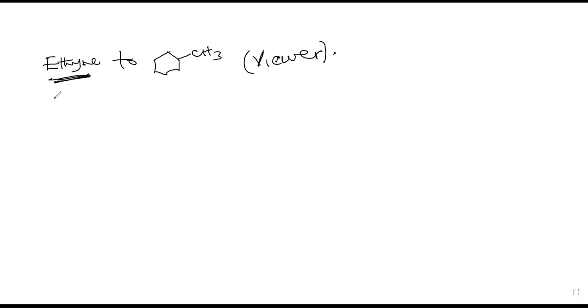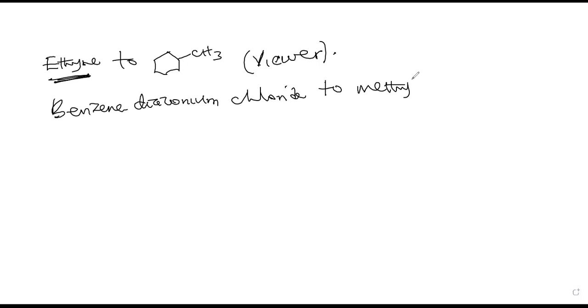Then we have, I want you to form benzene diazonium chloride from benzene, and benzene diazonium chloride to methylbenzene. This is very easy. Benzene diazonium chloride, this is a diazonium salt. We say that when you hydrolyze a diazonium salt, you can form phenol.